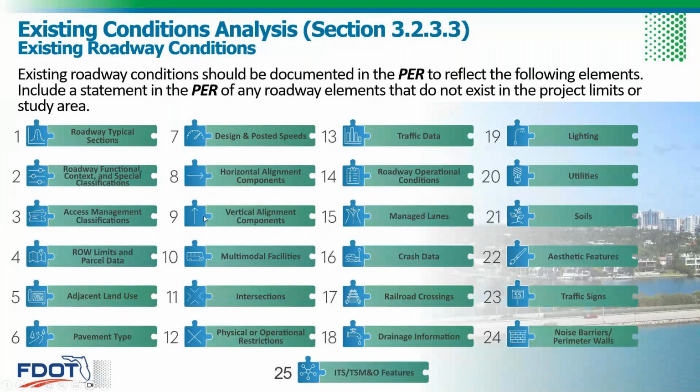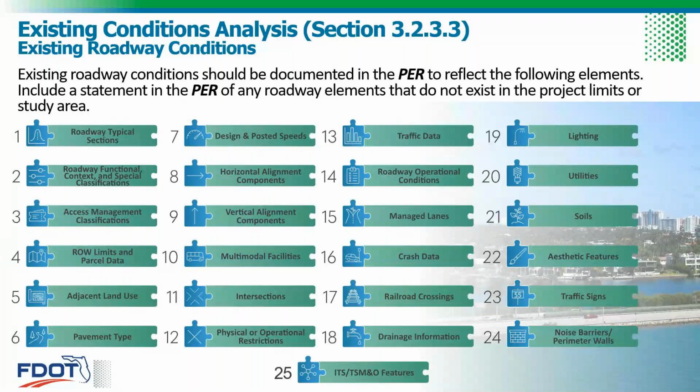Additionally, in the 2024 update to this chapter, we expanded on the horizontal alignment and vertical alignment components, so items 8 and 9. We expanded on how they are to be described in the existing roadway conditions section, giving specific instructions. For the horizontal alignment, we are looking for the deflections, horizontal curves with the length, radius, and associated superelevation, and horizontal clearances. They all should be described. And for your vertical alignment, we are looking for grades, vertical curve components with length and K value, and vertical clearances. Of course, noting the source of best available information.